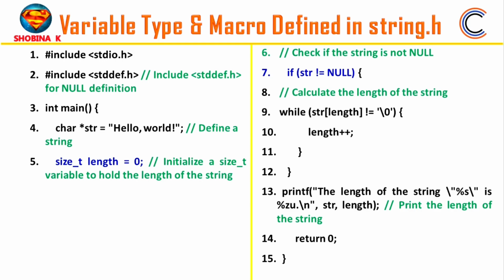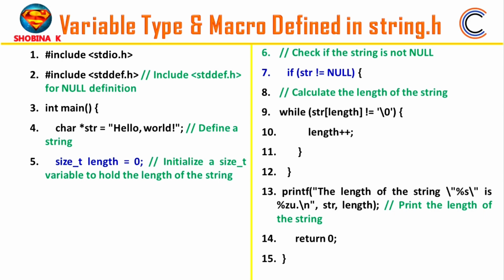Next, define the main function, which is the entry point of the program. Next part is string declaration. Here we declared a character pointer str and initialized it with the address of the string literal "hello world". And this string is stored in read-only memory. Next part is size_t initialization. Here we initialized a size_t variable named length to hold the length of the string.